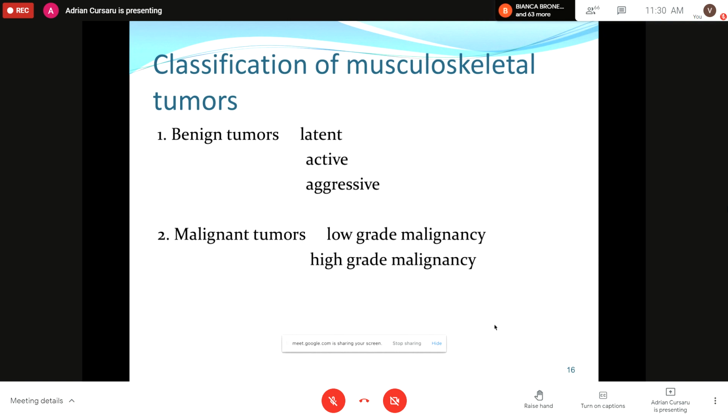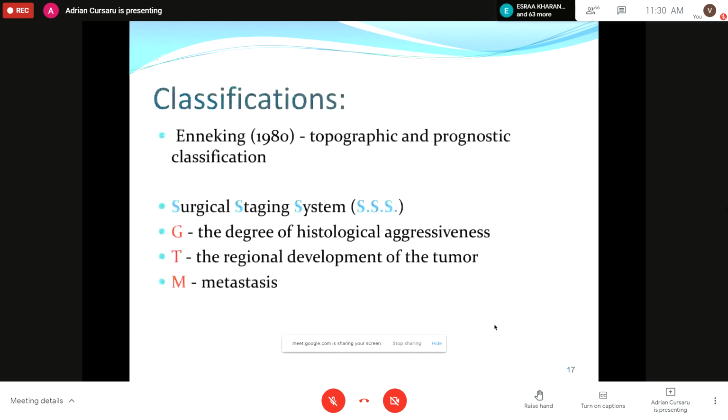For the malignant tumors, we have two types of tumors, the low-grade malignancy and high-grade malignancy. It is very important by the evolution in time and by the metastasis. It is very important to establish what kind of malignant tumor we have, the low-grade one or the high-grade one, because the treatment could be different, and the prognosis and the evolution in time will be different for those two types of tumors.